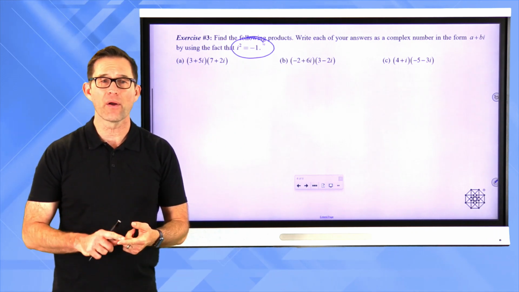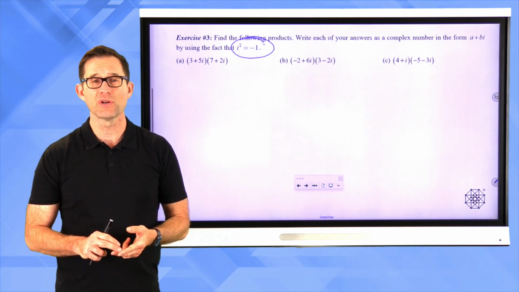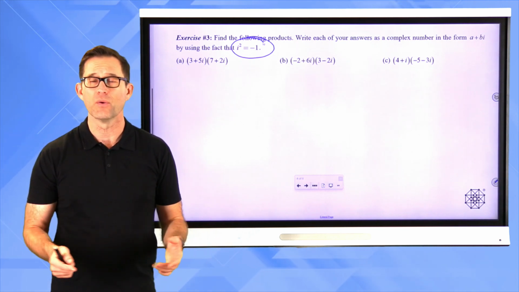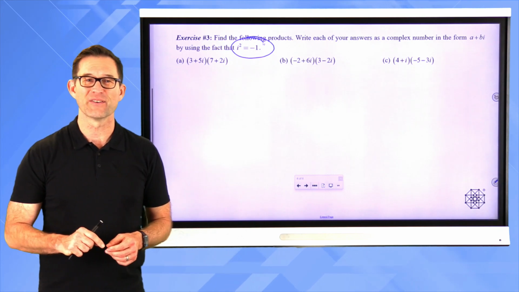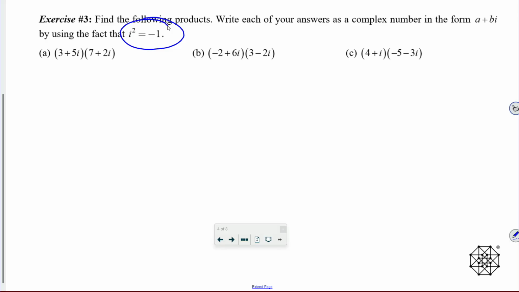You can do that with an area model, you can do it with double distribution, you can do it with the foiling method, which is the way I'm going to go about doing it. So let's go ahead and do letter A together. Here we go. So using FOIL, I've got first times first, 3 times 7, and that's going to be 21.